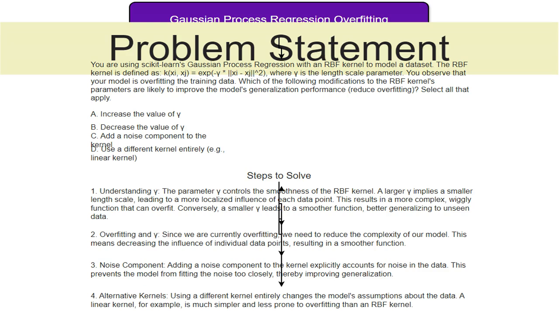We are using sklearn, a popular machine learning library in Python, and we are working with GPR. I see that GPR uses an RBF kernel, and the key point is that the model is overfitting the training data. The RBF kernel's formula is explained to show how it works by measuring the distance between data points. It uses a parameter, gamma, that controls this distance calculation.